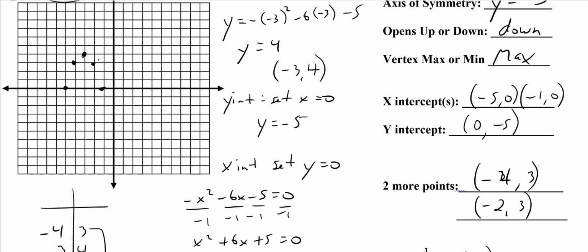Okay, and then we have one more. 0, negative 5 is my y-intercept. 1, 2, 3, 4, 5. Okay, that's a lot of points. And so we go ahead and graph it. It's going to look like this. Rough sketch.